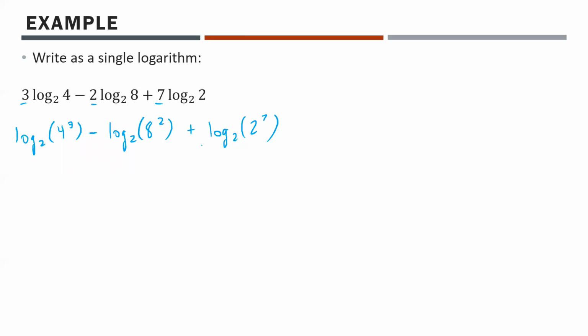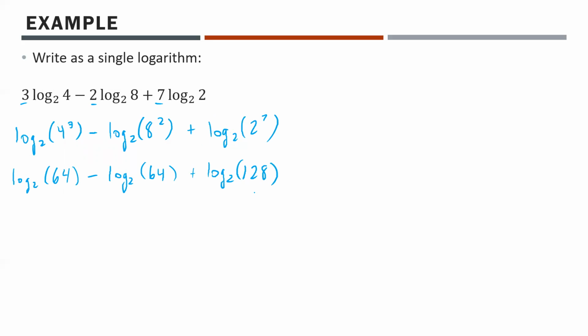Now the next thing I'm going to do is I think it's probably for the best if we actually get some actual numbers in these. So log base 2 of 4 to the power of 3, I'm pretty sure that's 64. Yeah, it is 64. Log base 2 of 64 minus log base 2 of 8 squared, that I know is 64, plus log base 2 of 2 to the power of 7. Let me just double check that one. It's 128, and there we go.